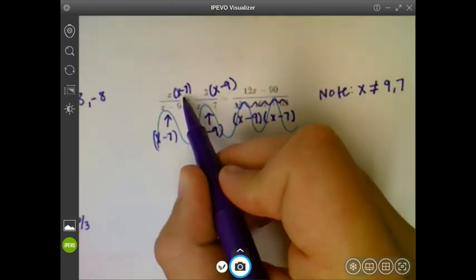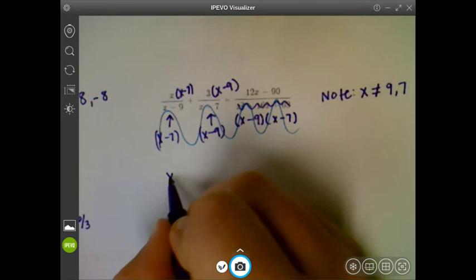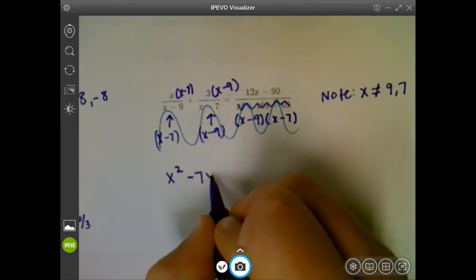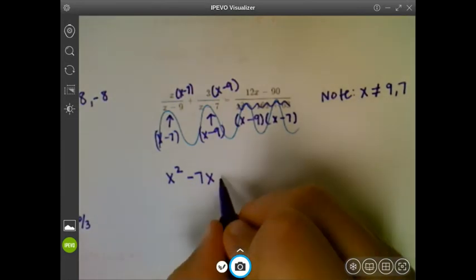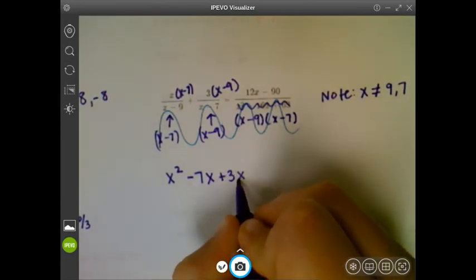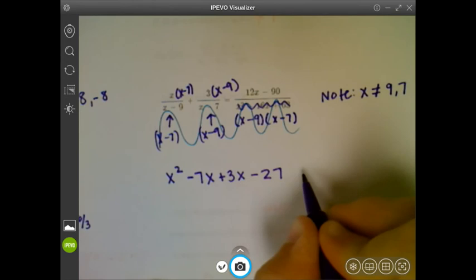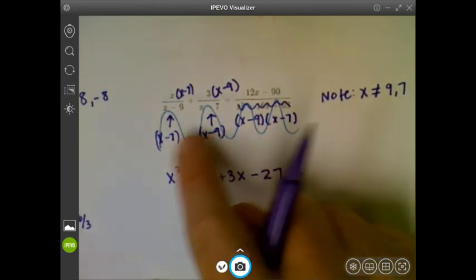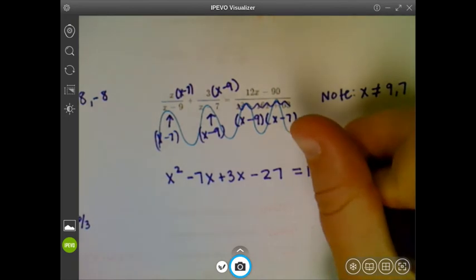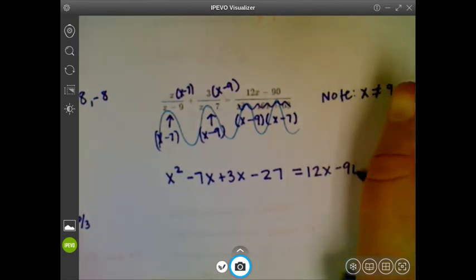So we'll have x times x minus 7, so that'll be an x squared minus 7x. We have a plus 3 times x minus 9, so plus 3x minus 27 equals, and we didn't have to multiply this one because it already had both of the pieces that we needed, 12x minus 90.